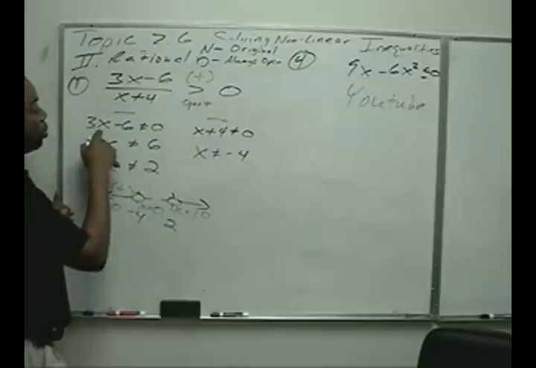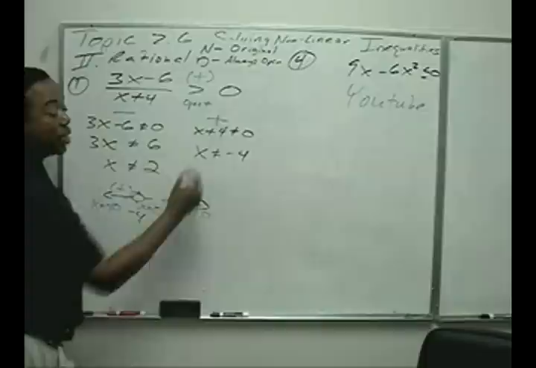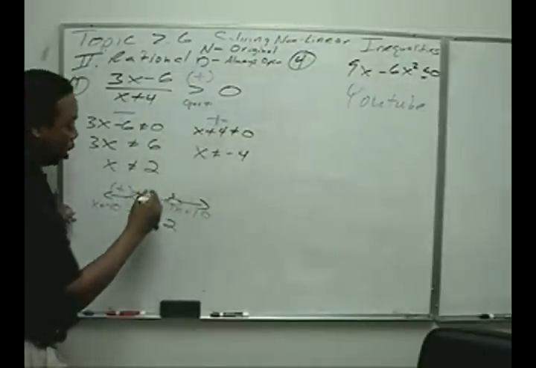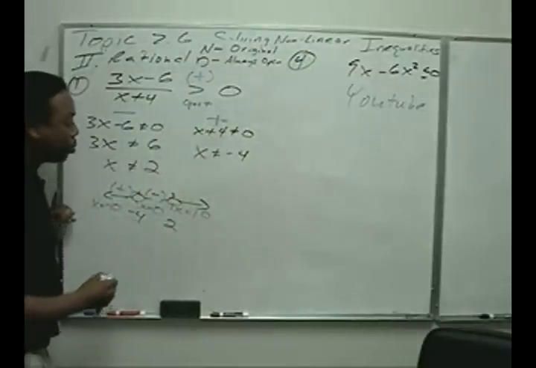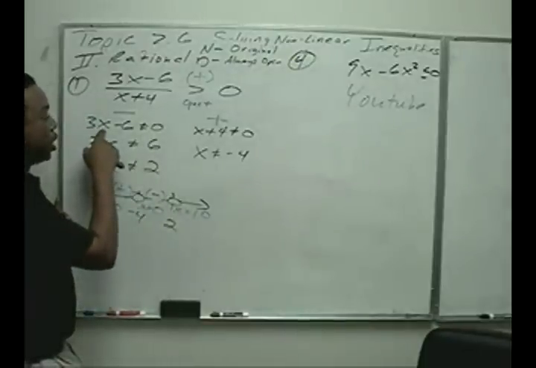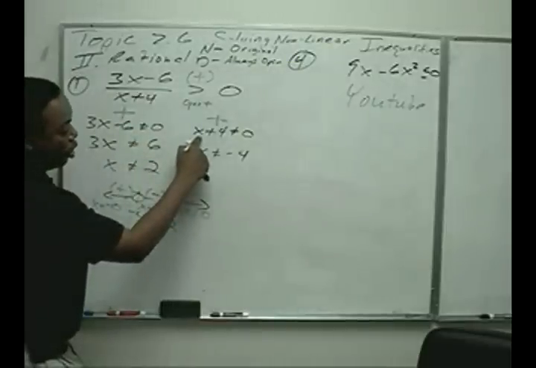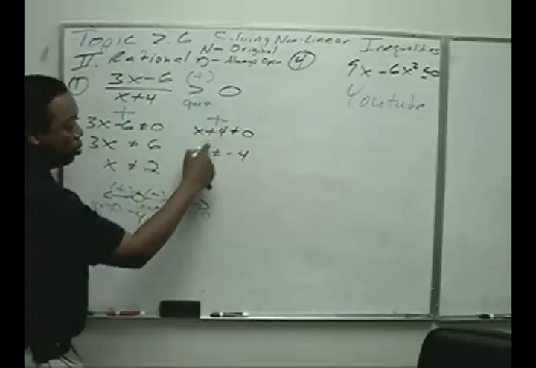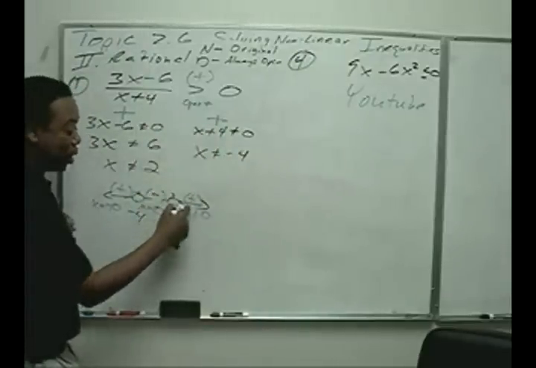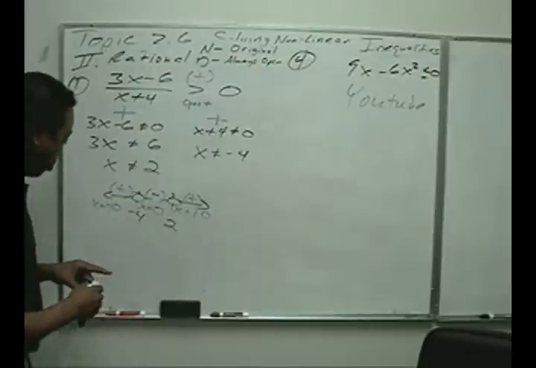If x is 0, 3 times 0 take away 6 is negative. But 0 plus 4 is positive. A negative answer divided by a positive answer is negative. And finally, if x is 10, 3 times 10 is 30, take away 6 is a positive answer. 10 plus 4 is 14, so that's a positive answer. So positive divided by positive is positive. So these two areas right here are what we need.